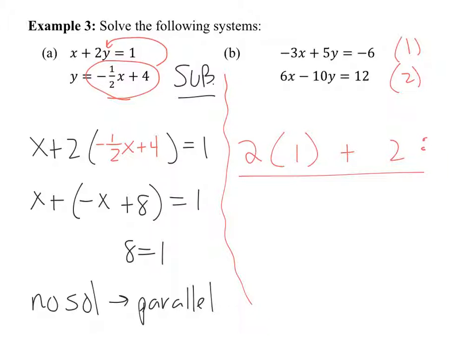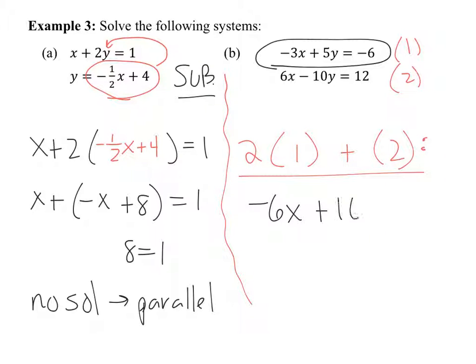What is 2 times 1? So 2 times equation 1 plus equation 2. So double equation 1. I'm stating what I'm doing. I'm doubling that first so that I get negative 6x plus 10y equals negative 12. I did that because I saw that there was a 6x here, and I want this to be the opposite of it. So if I double everything in here, I get the opposite of it. So double equation 1 plus equation 2.